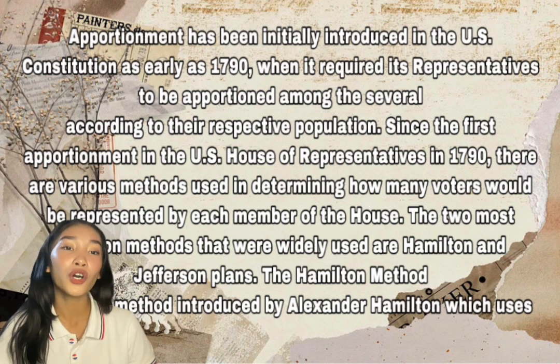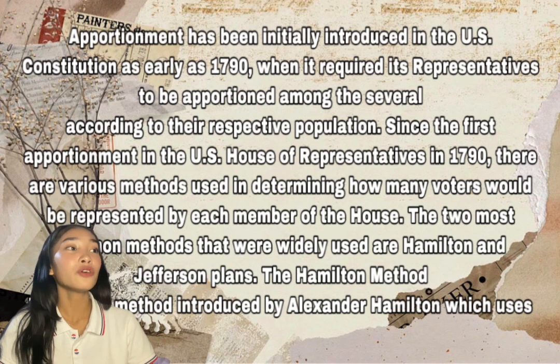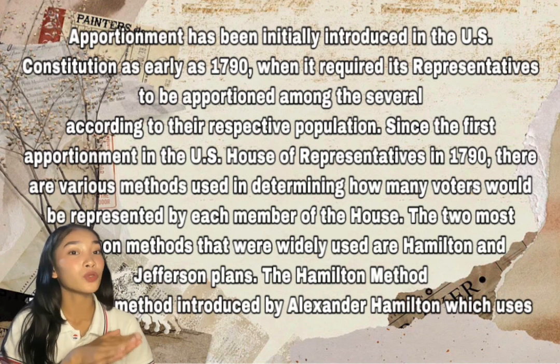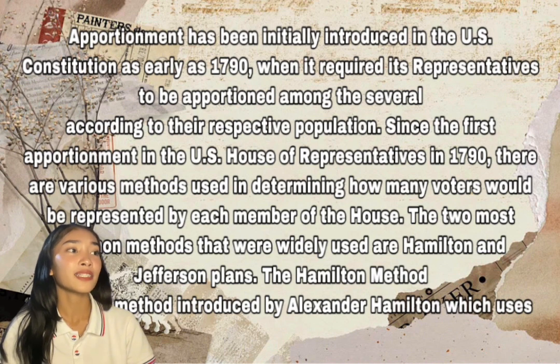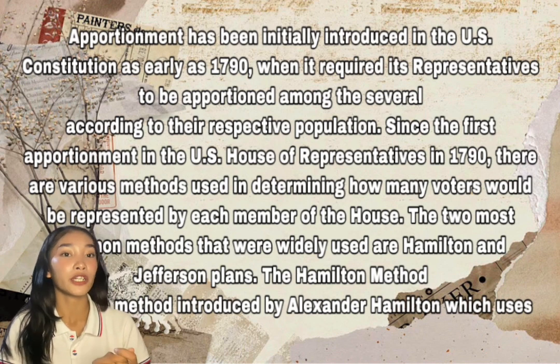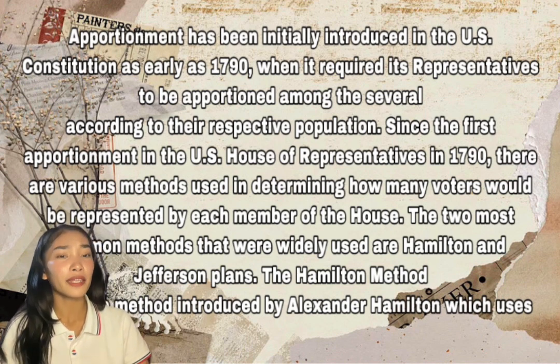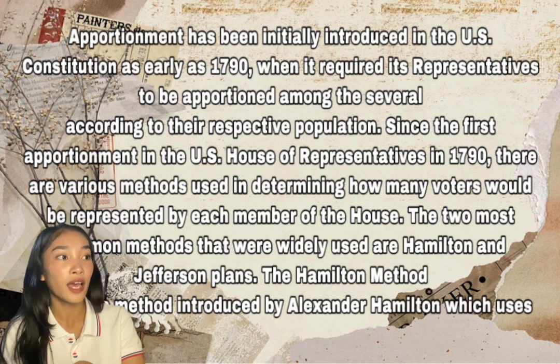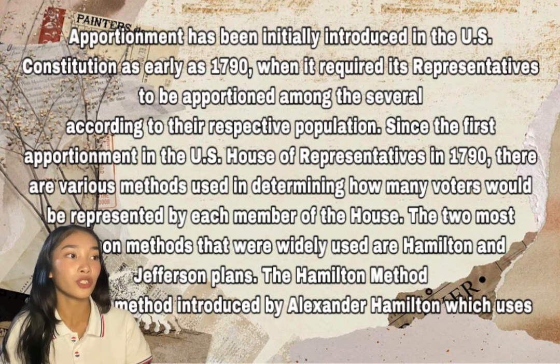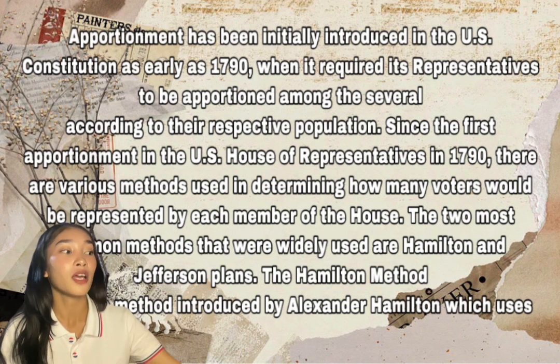So, the Hamilton method, this is the method introduced by Alexander Hamilton that uses the standard divisor, quota, and considers the largest decimal remainder. The Hamilton method devised by Alexander Hamilton involves key elements such as the standard divisor, quota, and consideration of the largest decimal number.